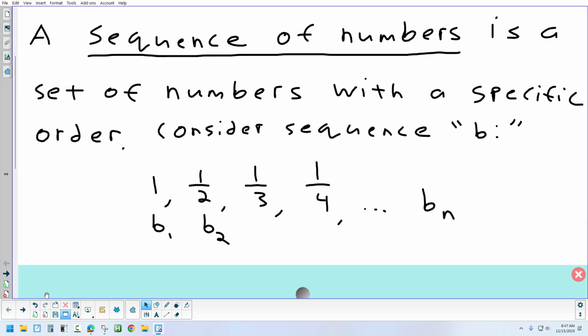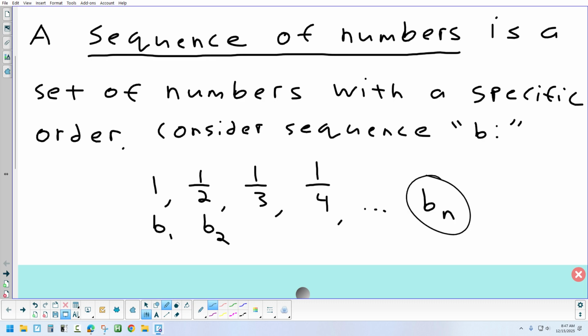Okay? So here's a sequence of numbers. Generally, we name a sequence with a lowercase English letter. And the first term in the sequence uses a 1 as a subscript. The second term uses a 2. Okay? So if I wrote down like B sub 8, that means I'm asking for the 8th term in sequence B. If you want to know the nth term, this is how you would write it.